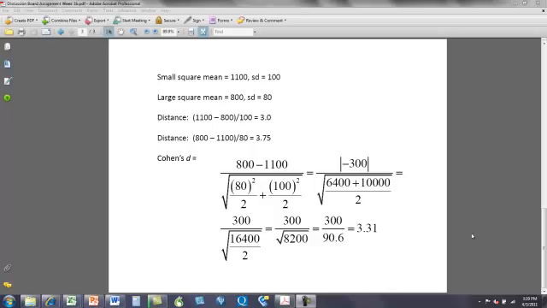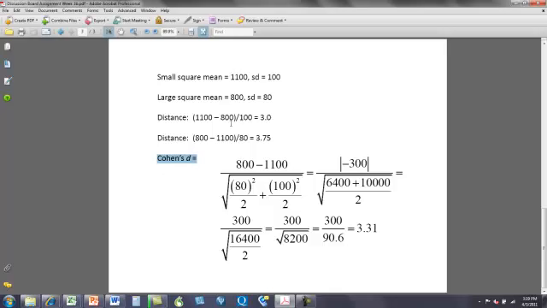What you're going to do for this assignment is to compute Cohen's d. Now you should have read your lectures by now, read your material in your book on normal distributions, effect sizes, z's, and so forth. And what you're going to do is take your values for the small square means and standard deviation, your large square, and figure out what Cohen's d is for those values.